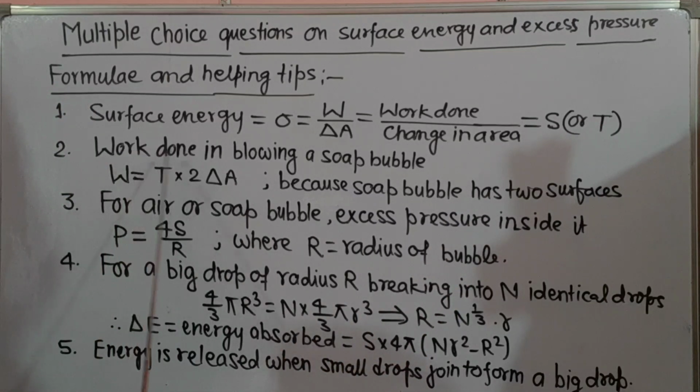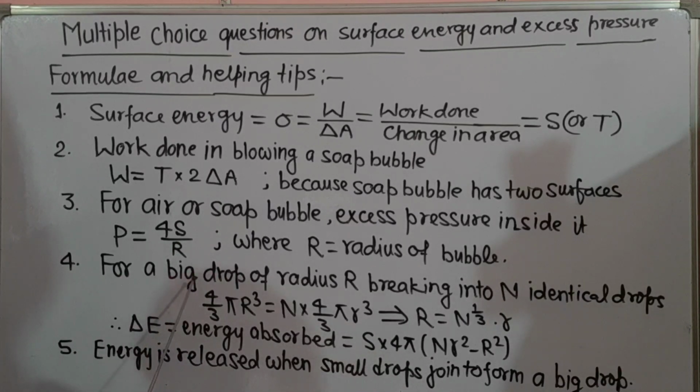Second, work done in blowing a soap bubble will be W is equal to T into 2 delta A, because in case of soap bubble there are two free surfaces. Third, for air or soap bubble, excess pressure inside it is given by P is equal to 4S upon R, where S is surface tension and R is the radius of bubble.